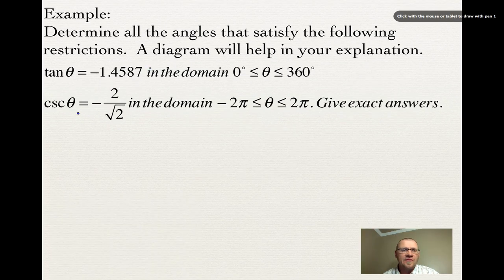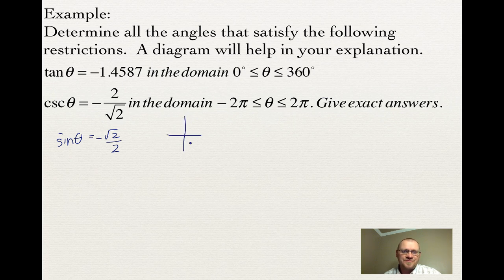All right, our second example says we're trying to find the angle in which cosecant theta equals negative 2 over root 2 in the domain of negative 2 pi all the way to 2 pi, and we need to give exact answers. So hopefully you remember that cosecant theta is the reciprocal of sine theta. So really we're looking for where sine theta is negative root 2 over 2. So we go back to the CAST rule. We're looking for where sine is negative. So sine is negative in quadrants 3 and 4.